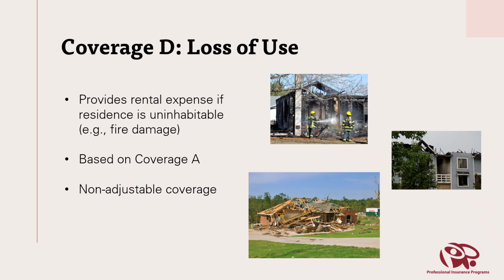If your home becomes uninhabitable due to a covered event, like a fire, Coverage D, loss of use coverage, helps pay for additional living expenses, such as temporary housing or meals. This coverage isn't adjustable and is based on your dwelling limit. It's a helpful safeguard during repairs, helping with temporary housing, meals, or even pet boarding if needed.